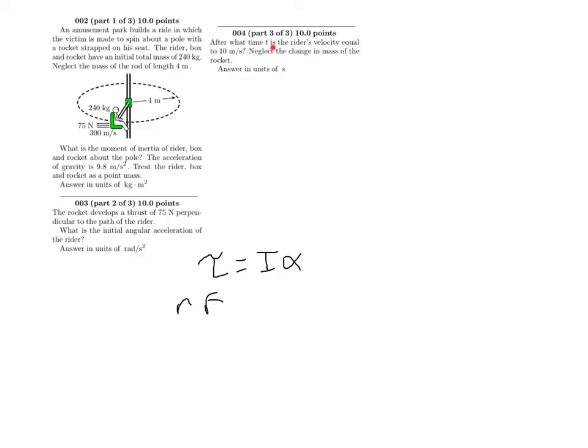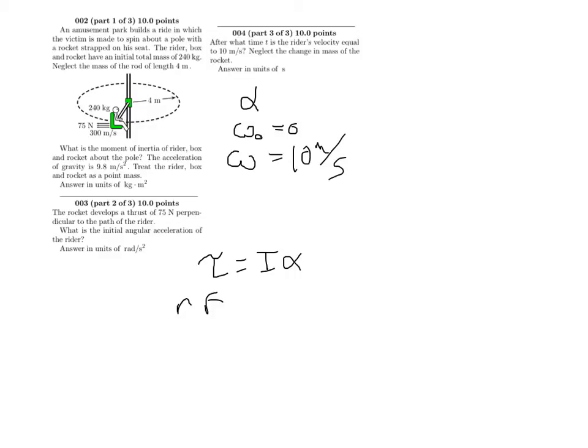Next, it says after what time is the rider's velocity equal to 10 meters per second? It helps to know some equations of motion. So by this time you know alpha, you know that your initial velocity is going to be 0. You're looking for where your final velocity is what was given. For me it's 10 meters per second.